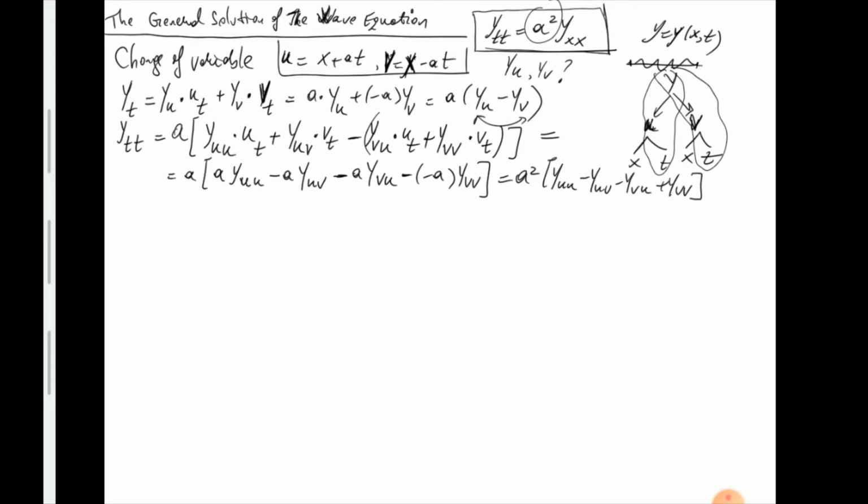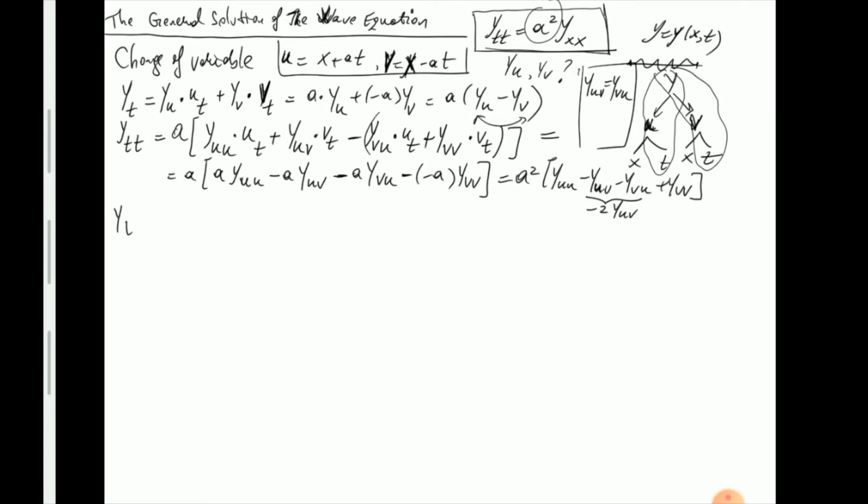Now another thing from calculus 3, remember, if the function is differentiable with continuous derivatives, which we will assume here, basically, the mixed derivatives are equal. So we can assume that partial uv is partial vu. So these two are equal. So we can combine these two into minus 2y partial uv.